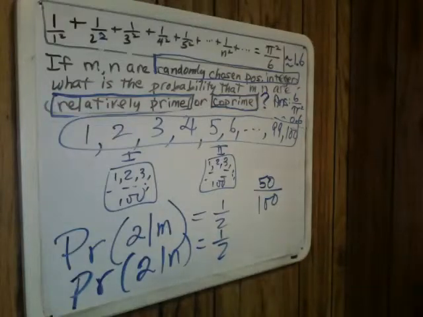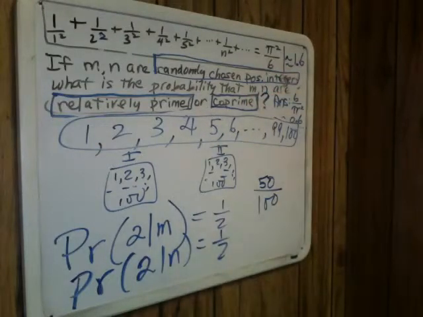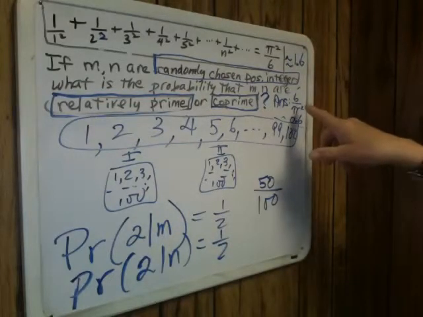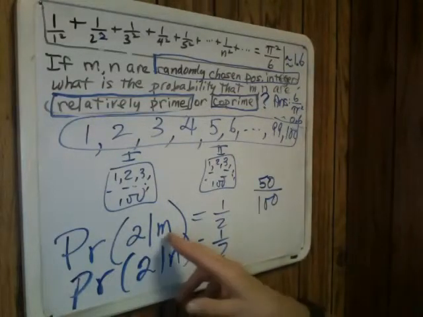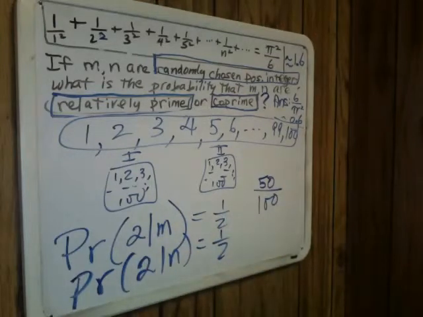Hi again, everybody. Welcome to part two of the derivation of the randomly chosen positive integers being relatively prime. Somehow we have to get to 6 over pi squared. We left off here with this divisibility issue, and we're now moving into the realm of probability.